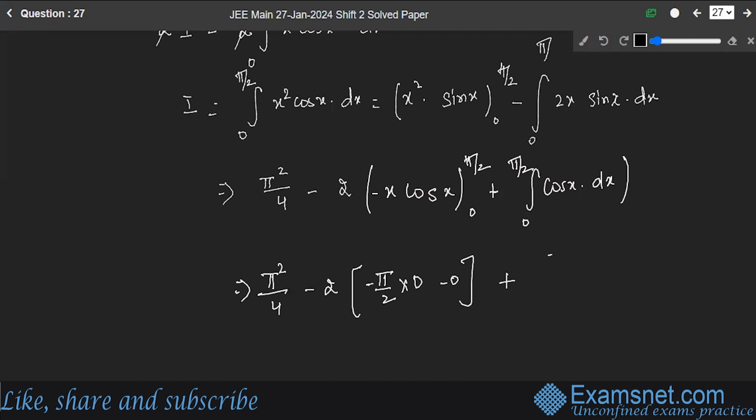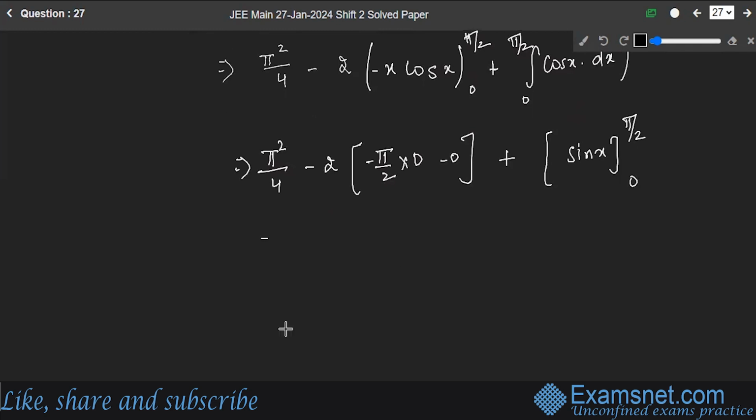And here you will have a cos x integral. This will give me pi square by 4 minus, this 2 was with this also, right? Here also, minus 2 into 1. So this is pi upon 2 whole square minus 2.